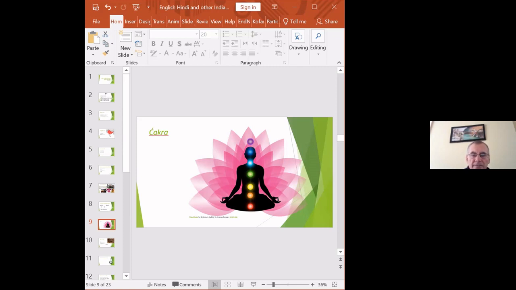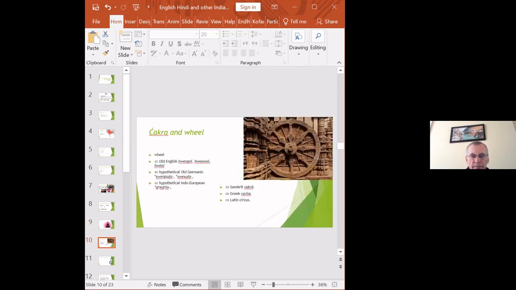And in fact, it is related to the word circle via Latin circus, meaning around area. Via the Greek kyklos, chakra is also related to another English word, cycle. In these cases, you can see the closer or more distant similarities. But would you have ever thought that chakra is also related to the English word wheel?